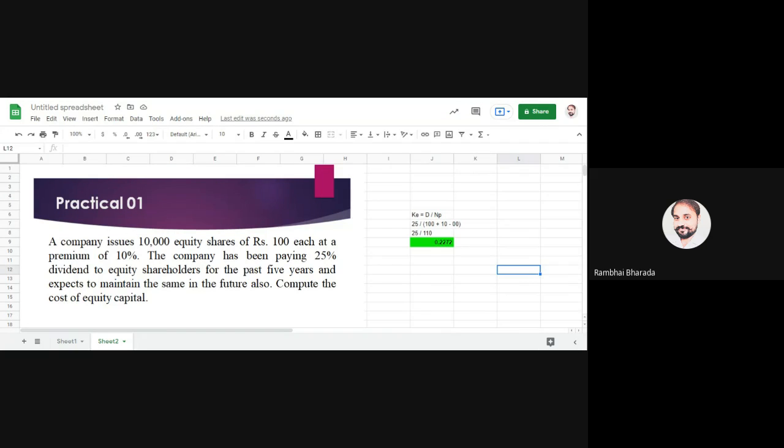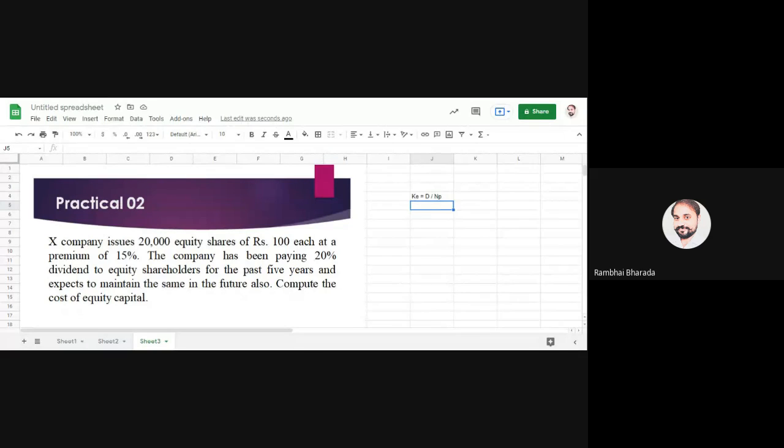Let's go for the second practical question. Now first I write the formula, okay? KE is equal to D divided by NP. Now, while reading the question, we will find the values. हम क्वेश्चन रीड करते जाएंगे और वहां पे जो भी रिक्वायर्ड है वो फाइंड करते जाएंगे. X company issues 20,000 equity shares, each of ₹100 at a premium of 15%. Company has been paying 20% dividend to the equity shareholders from last 5 years and expects to maintain the same. Calculate the cost of equity capital.